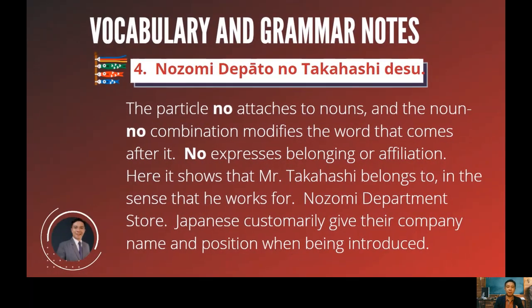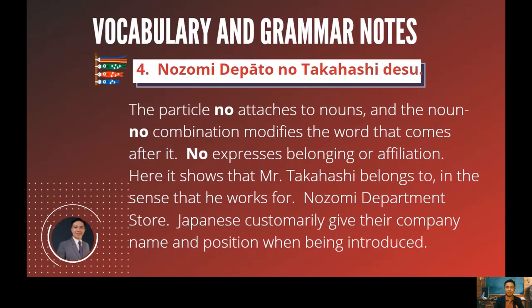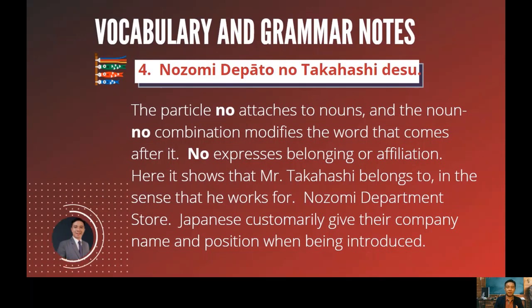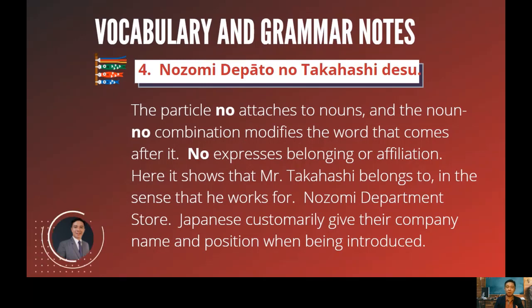Nozomi Depato no Takahashi desu. The particle no attaches to nouns, and the noun plus no combination modifies the word that comes after it. No expresses belonging or affiliation. Here it shows that Mr. Takahashi belongs to, in the sense that he works for, Nozomi Department Store.